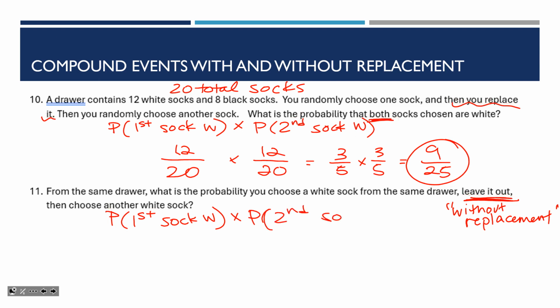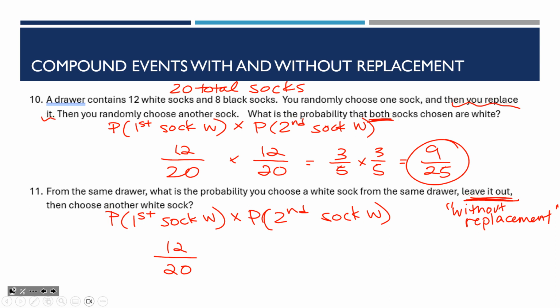And the second sock being white. But now this is without replacement. Let's see how that looks different. Okay. So the probability that the first sock is white. There's 20 socks in the drawer. 12 of them are white. So 12 out of 20.